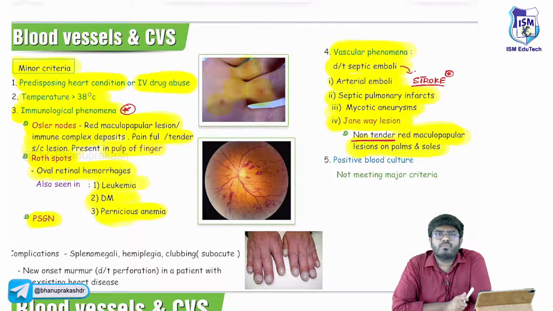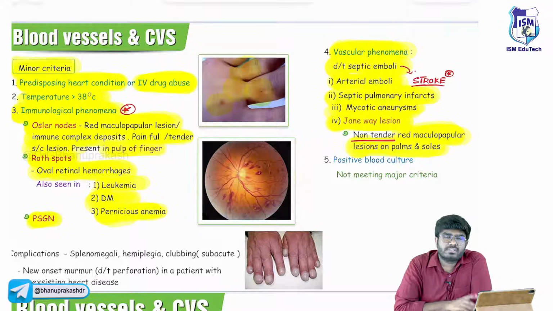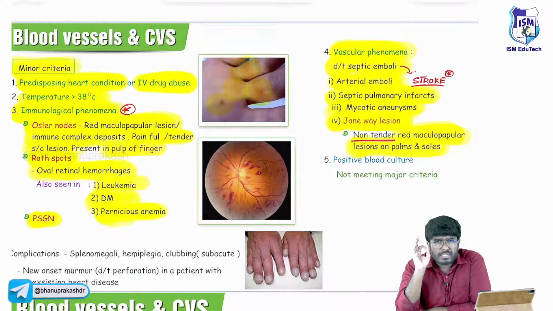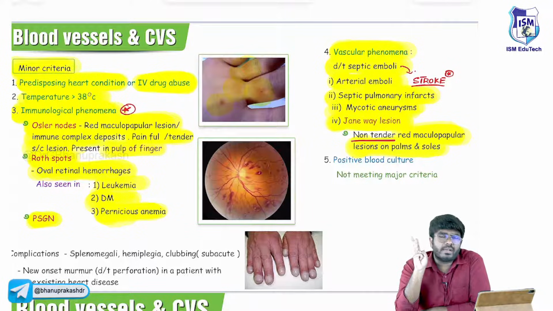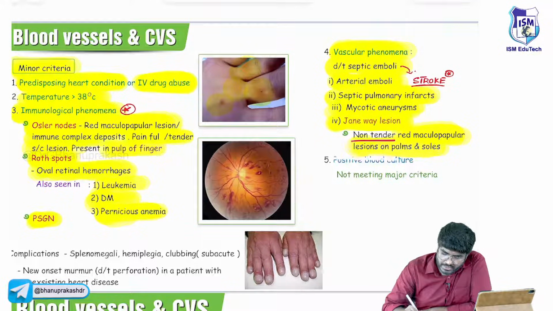Just as a recap, what are the four minor criteria we have discussed? The first is previous history of IV drug abuse, or predisposing heart conditions like valvulitis, mitral regurgitation, mitral stenosis, or acute rheumatic heart disease. Second one is fever. The patient is having fever. The third minor criteria is immunological phenomena. The fourth minor criteria is vascular phenomena. And now the fifth minor criteria is the positive blood culture.